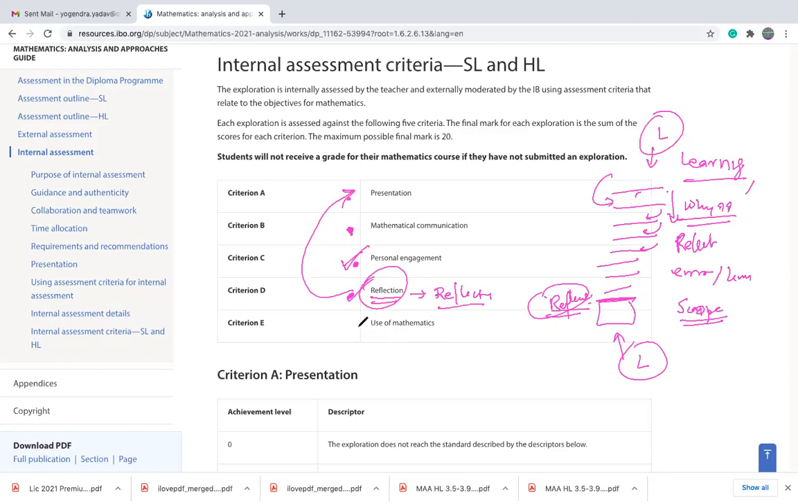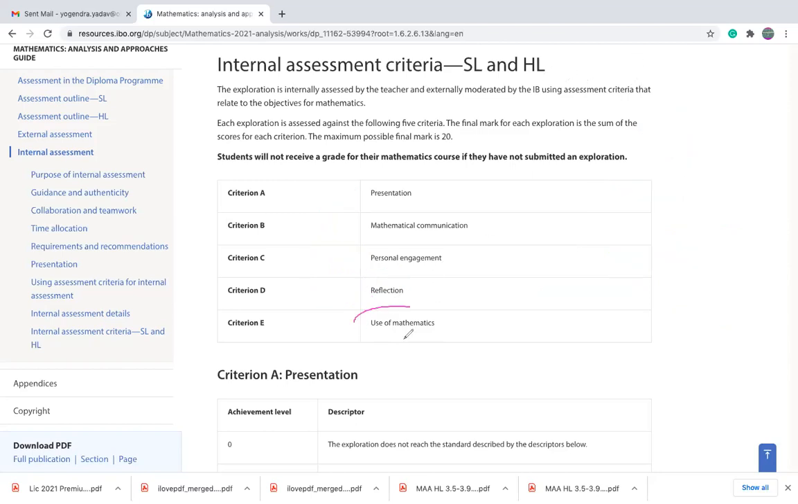Now coming back to the use of maths criteria, it is definitely something that drives your exploration in terms of mathematical understanding.